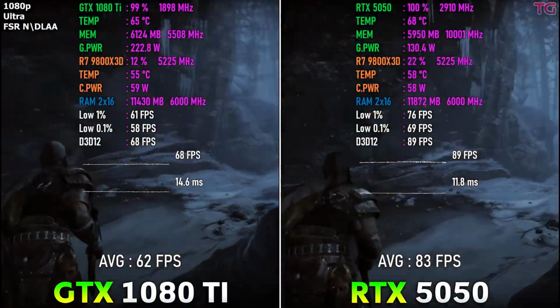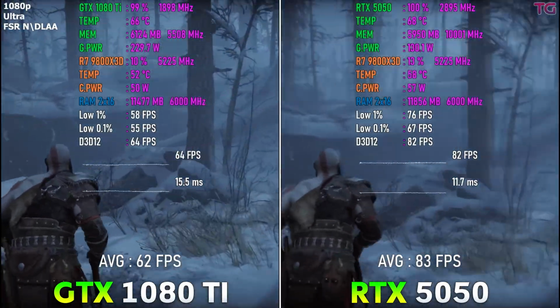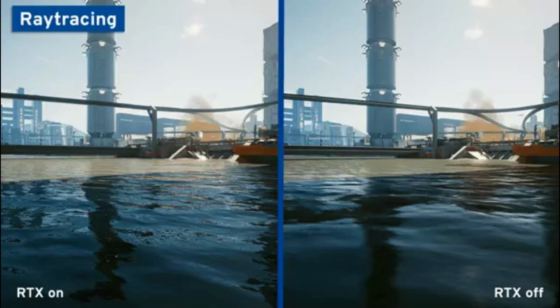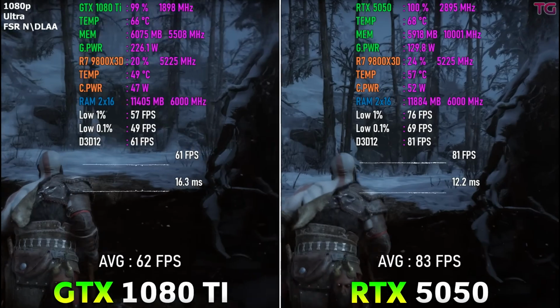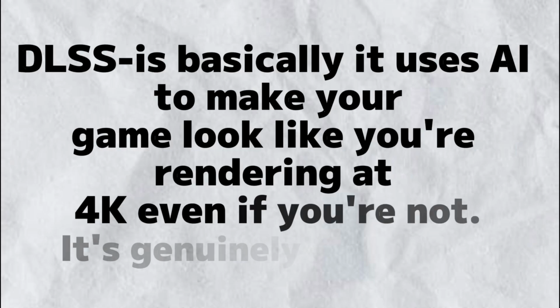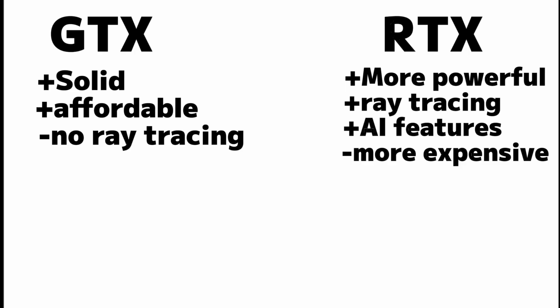RTX stands for Ray Tracing Extreme, and the keyword there is ray tracing, the technology that simulates how light actually behaves in the real world. Reflections, shadows, global illumination, all that stuff that makes games look absolutely insane. RTX cards also have tensor cores. That's the AI chip inside that powers DLSS, NVIDIA's upscaling tech. If you don't know what DLSS is, basically it uses AI to make your game look like you're rendering at 4K even if you're not. It's genuinely impressive. So GTX, solid, affordable, no ray tracing. RTX, more powerful, ray tracing, AI features, and generally more expensive.